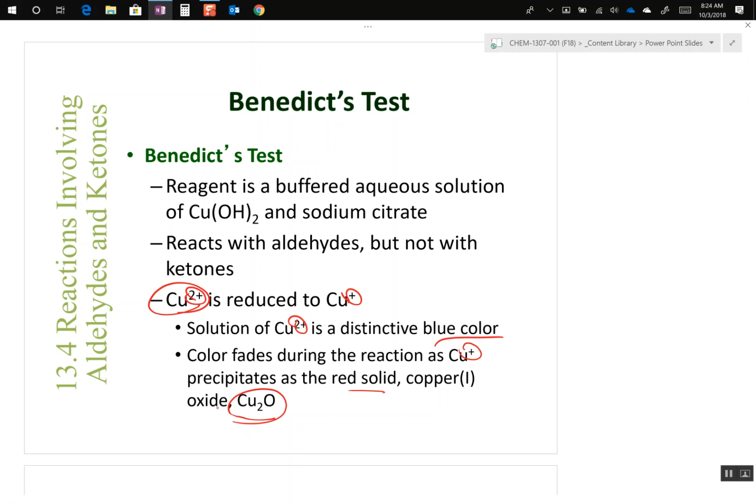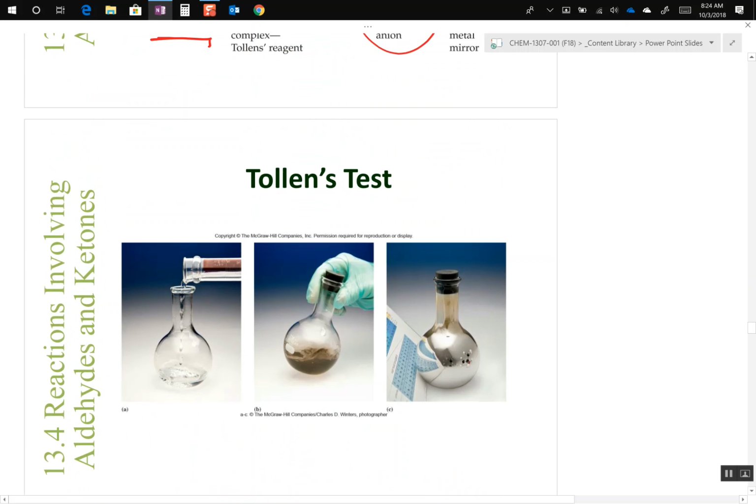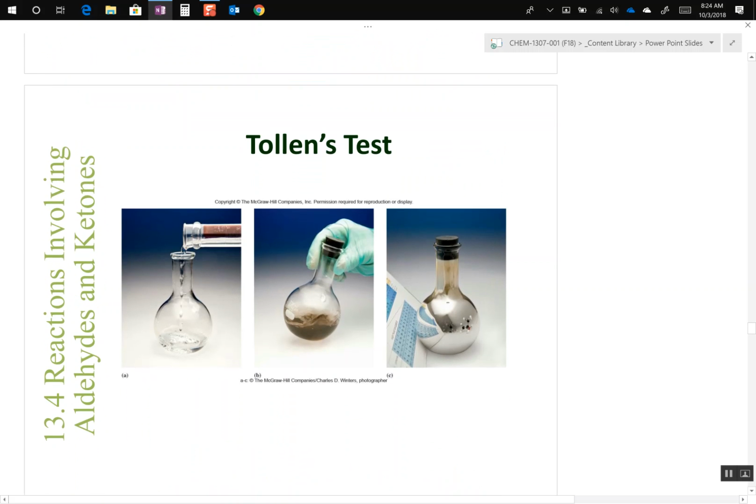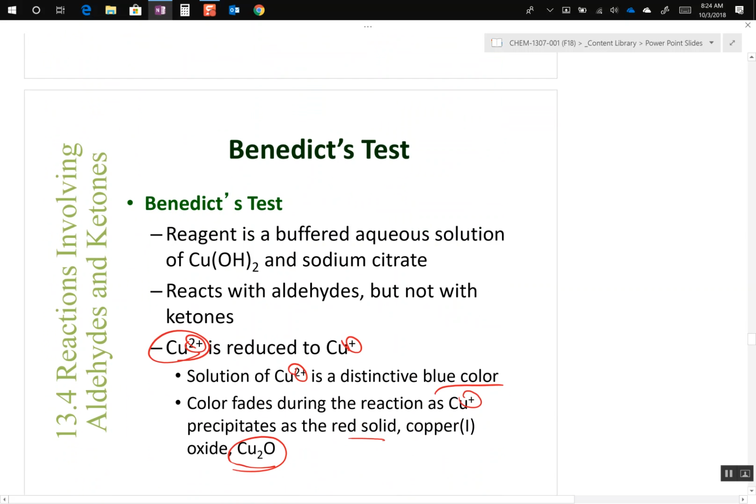So that's another way. In both of these tests, you're testing for aldehydes over ketones. So if you know you have an aldehyde or a ketone, and you want to verify which one it is, you could run one of these tests, either the Tollens test, that's the silver precipitate, or the Benedict's test, which is the copper precipitate.